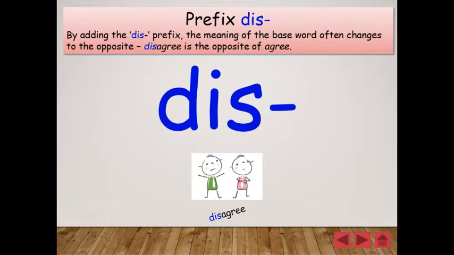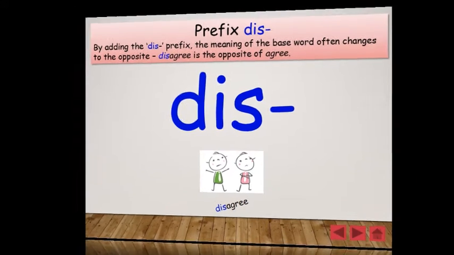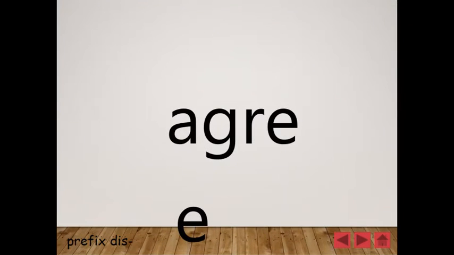Prefix "dis". By adding "dis", the meaning of the base word changes into the opposite. So the opposite of the verb agree is disagree. So we position the prefix "dis" before the root word. In this case, the root word is agree. Agree, disagree.